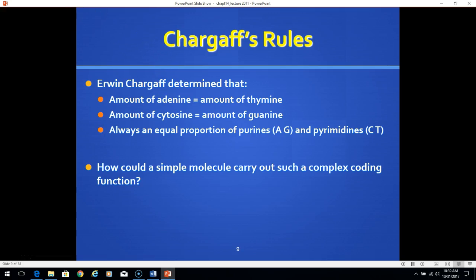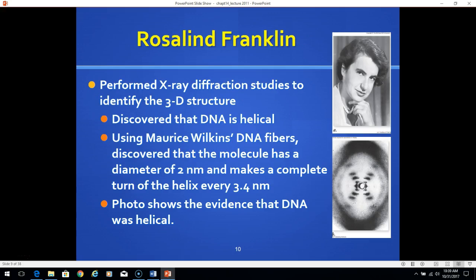So this added more confusion to the question: how in the heck can a simple molecule like DNA, that's only made up of 4 nucleotides, carry out such complex coding functions that basically is every single living thing that we can find here on Earth? Especially when the A's and T's are equal and the C's and G's are equal. So it seems to lend even more confusion to how DNA can actually do all this.